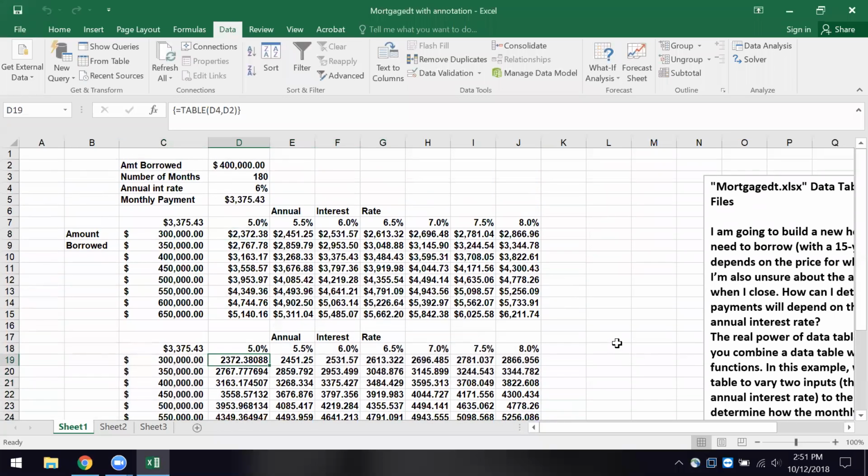Okay, let's go back and talk about that row input and the column input. The row input is D4, which is the interest rate. That's what I'm inputting into the rows. And the column input, I'm so sorry, is D2, which is the amount borrowed. That's as simple as it gets.